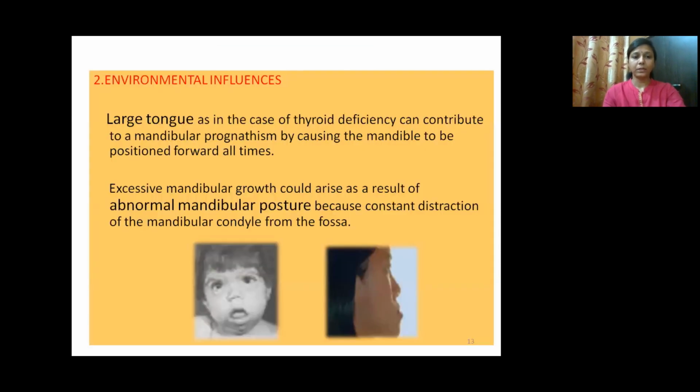Along with the genetic influence, there are some environmental influences as well. A large tongue may be a reason for a class 3 tendency. That is in cases of thyroid deficiency, which can contribute to mandibular prognathism by causing the mandible to be positioned forward all the time. Excessive mandibular growth could arise as a result of abnormal mandibular posture, because of constant distraction of the mandibular condyle from the fossa.